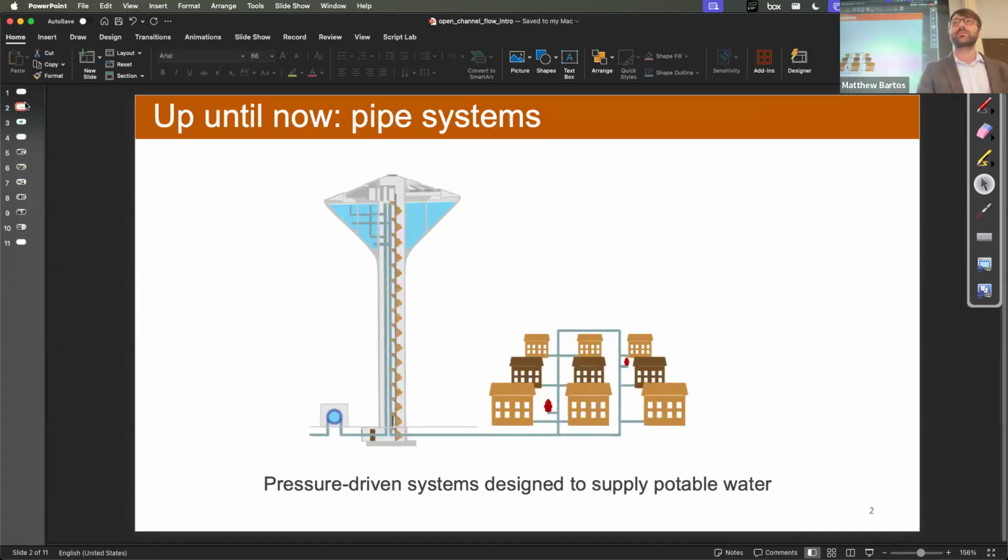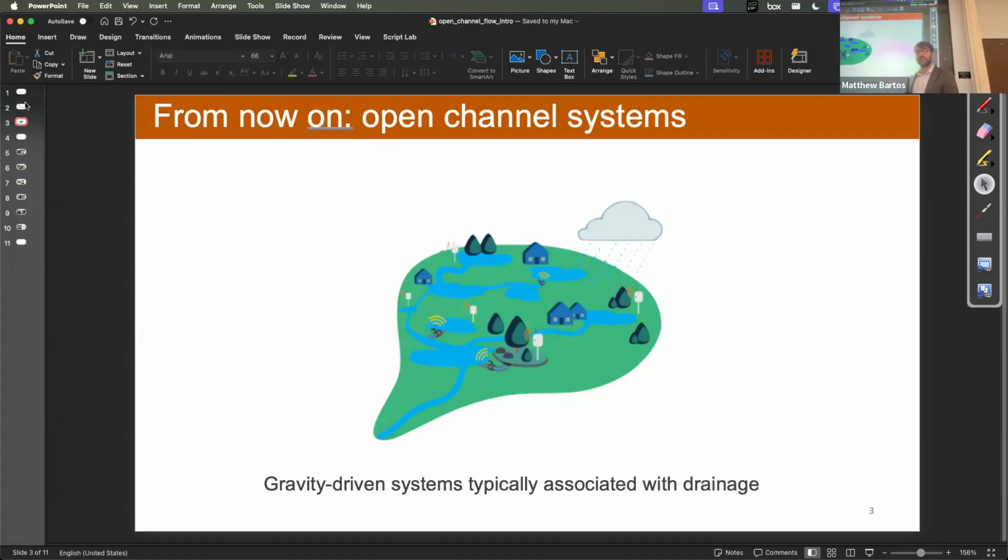So up until now in this class, we've talked about flow in pressurized pipe systems. So these are pressure-driven pipe systems designed to supply potable water. So these include things like water distribution systems, premise plumbing, plumbing that you might find at a water treatment plant. From now on until the end of the class, we're going to be talking about flow in open channels. So these typically correspond to gravity-driven systems that are associated with drainage. So this can include either natural drainage, i.e. river networks, or designed drainage systems, in particular, stormwater systems.